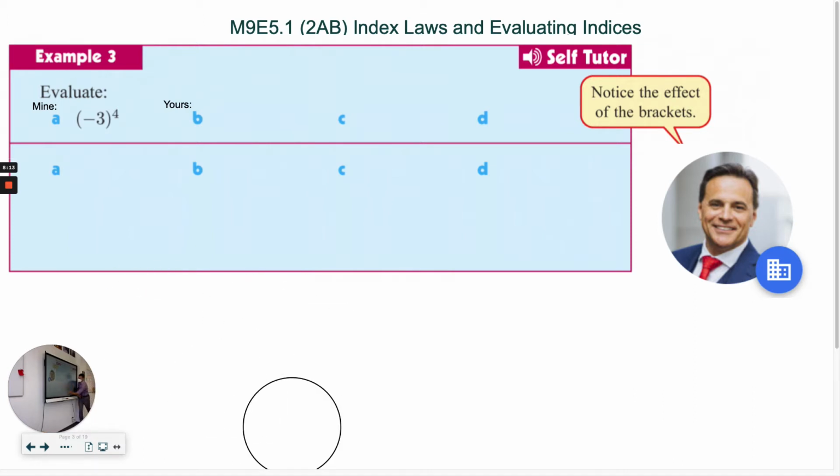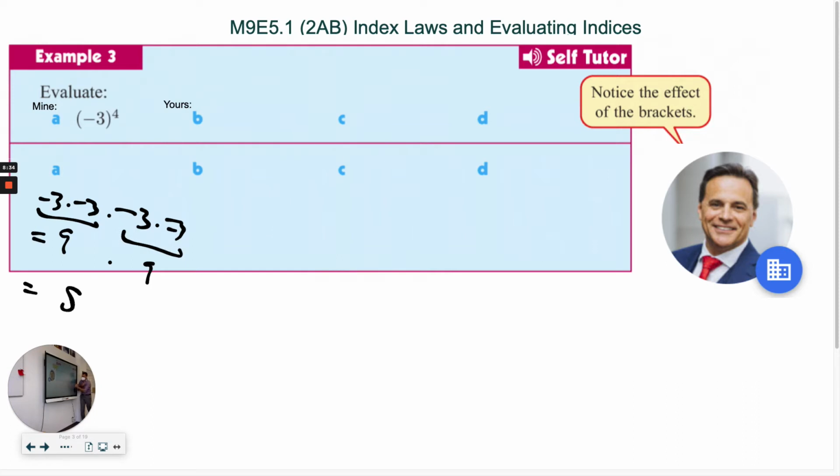So with this, I'm going to do the same thing. It always is a little bit slower to write it out, but it will always help you. So negative 3 times negative 3 times negative 3 times negative 3. That's what negative 3 to the 4th means, 4 of them. That's a positive 9, that's a positive 9, that's a positive 81. Cool. You try these.